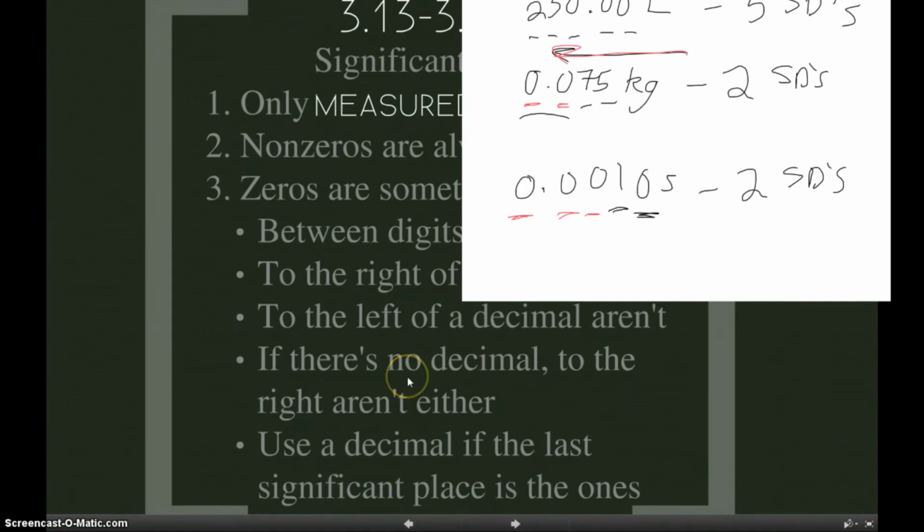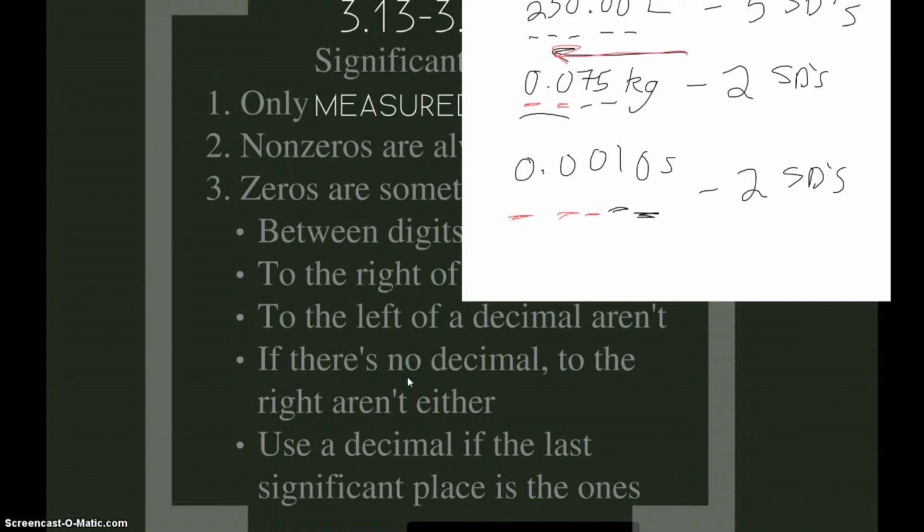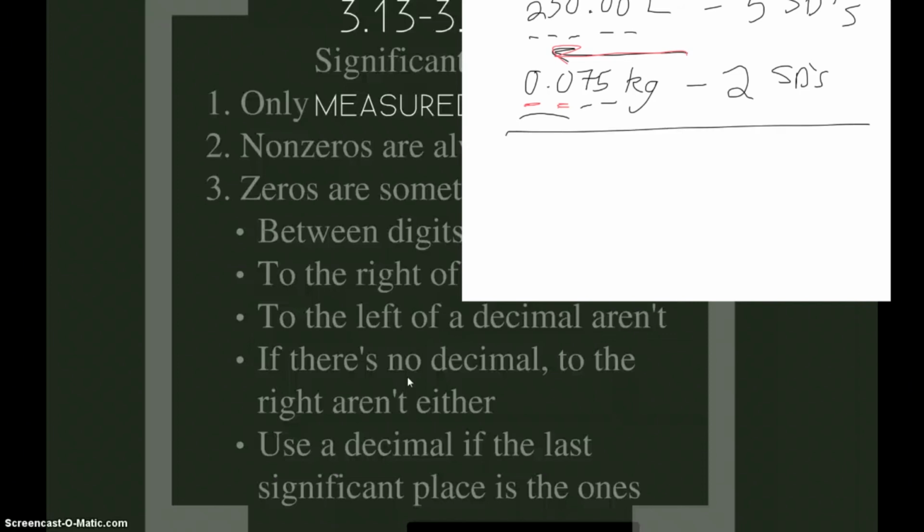Now, what if there is no decimal? Okay, what if there is no decimal? I'm going to go ahead and see if I can move all of this up here. Maybe not. I'll just get rid of some of the stuff. Alright, so if there is no decimal, then we go back and look. If there are zeros to the right and there is no decimal, those zeros are not significant.